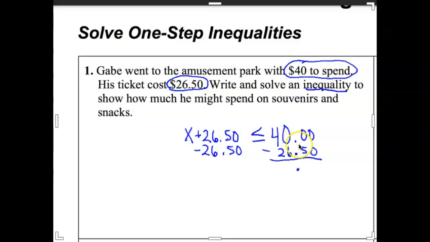If you're not sure how to start, you do need to annex a couple zeros. Write this $26.50 right underneath it. Line up the decimals. Go ahead and complete this, please. All right, so once we finish the subtraction, he has either exactly $13.50 to spend or anything less than $13.50 left to spend. Let's do one more question together.